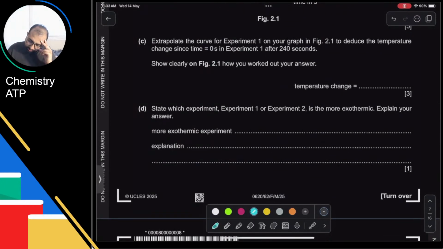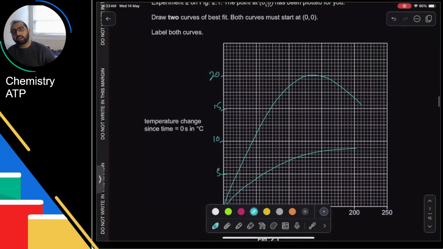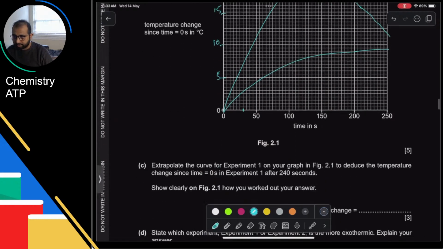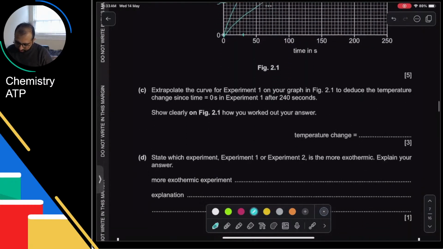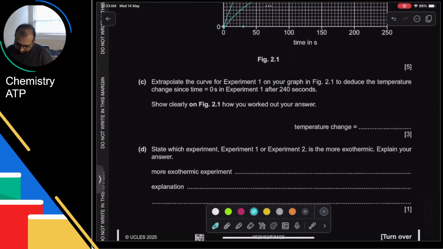Okay, extrapolate the curves on your graph to deduce the temperature change since time 0 after 240 seconds. So extrapolate means you continue them the way they're going and then see where it will go. So this one I'm going to continue, and this will probably go here based on how it's going, like this, and this one probably going like this. Okay, so I extrapolated it for 240, so I've actually gone beyond that, but that's good.